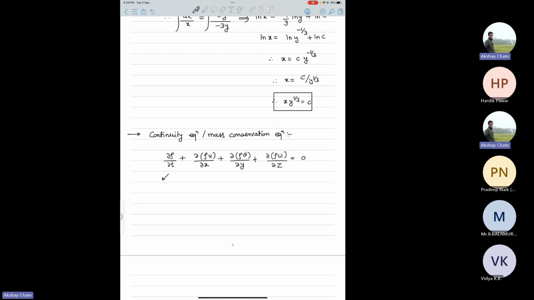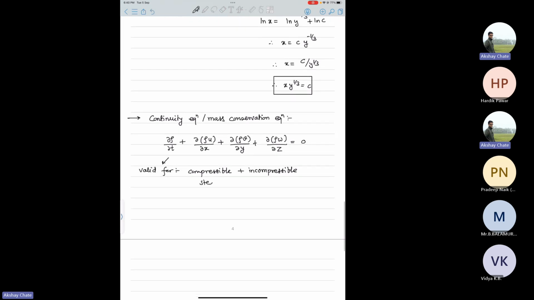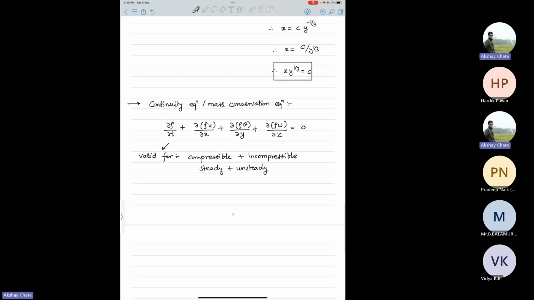It is valid for all compressible plus incompressible, steady plus unsteady flows, because we have a time dependent term, right? If it is steady, this del rho by del t will go to 0. And again, uniform, non-uniform.